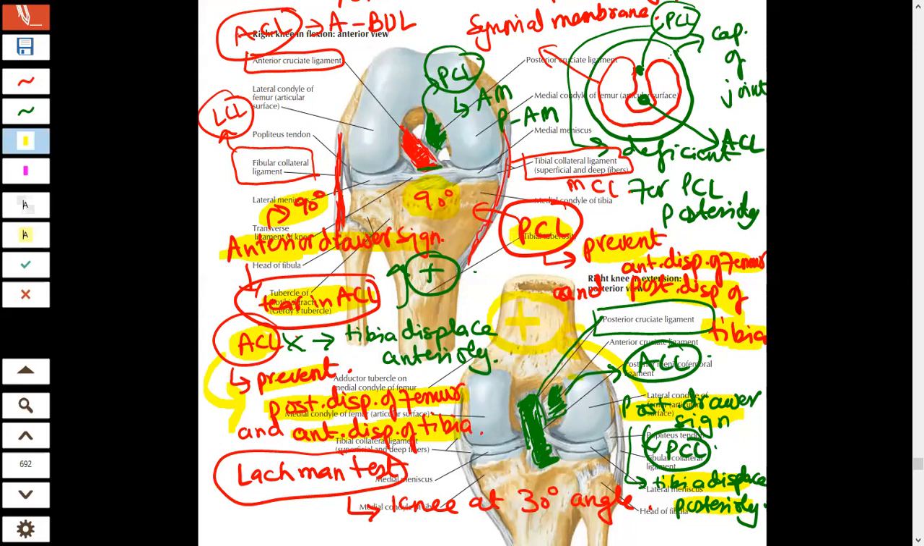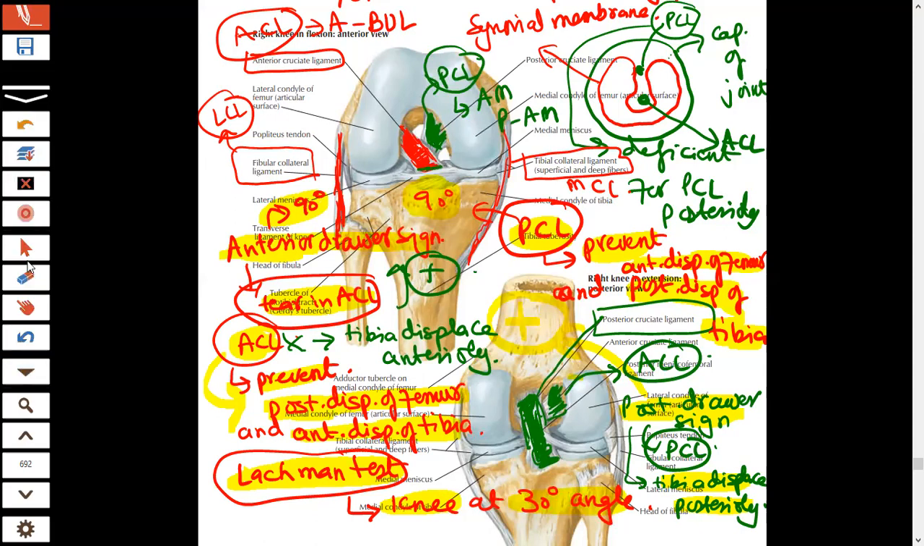Okay, so this is your anterior drawer sign and posterior drawer sign. Very important. You all must know about it. And what is the Lachman test? Lachman test is the same thing, but this procedure can be painful for the patient. To prevent that pain, they are now placing the knee at a 30-degree angle and checking for anterior or posterior displacement of the tibia. So for knee examination, you must remember the mnemonic.